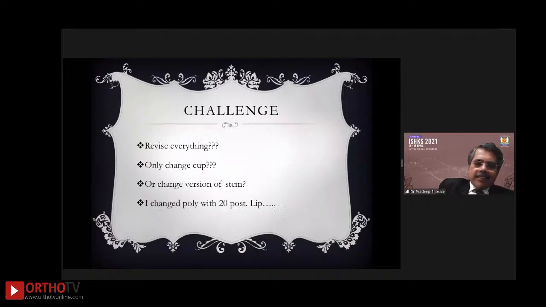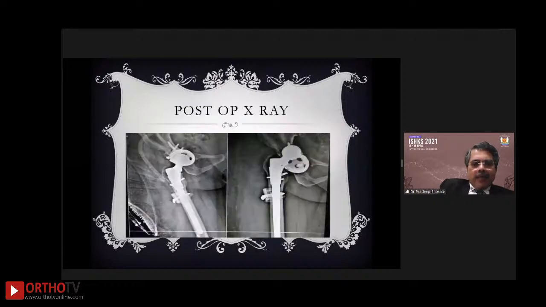Whenever there's a dislocation, the first thing is you must do all the workup to identify the cause and not do any guesswork. You must do a CT, find out what is the version of the stem, what is the version of the socket. That is absolutely necessary on 3D CT. And then you can go. You can't just assume things and go ahead for dislocation. So you must have a pre-plan and then go ahead.